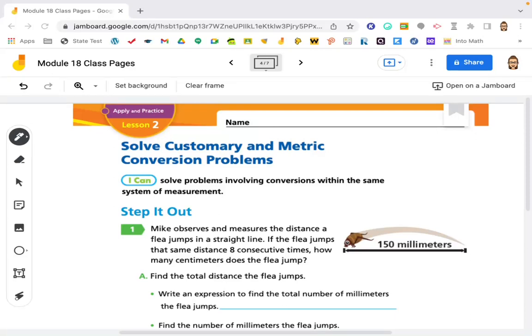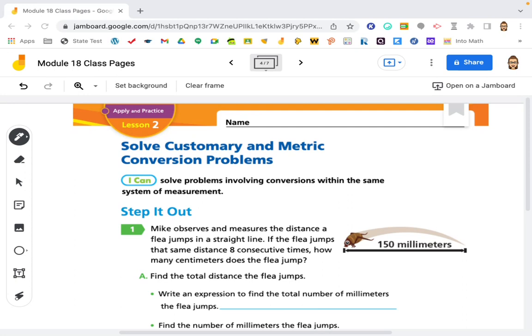Hello, my mathematicians. Today we are looking at lesson 2 of module 18, which is all about solving customary and metric conversion problems. Hopefully by the end of the lesson you will be able to solve problems involving conversions within the same system of measurement.